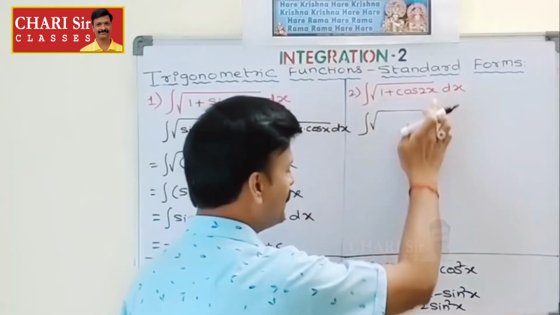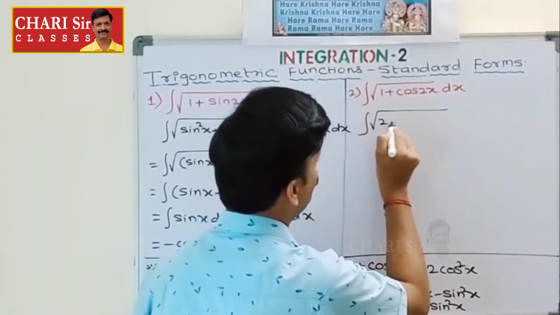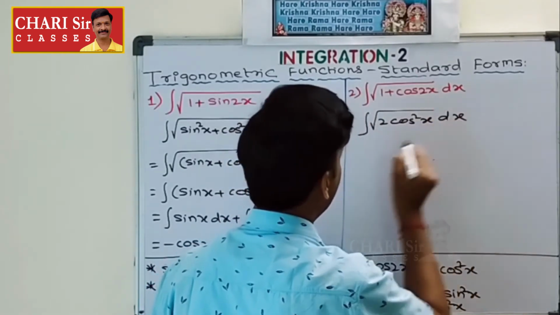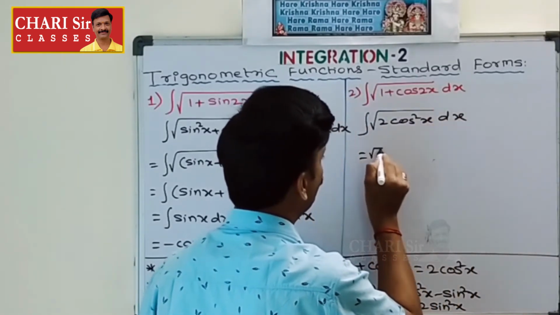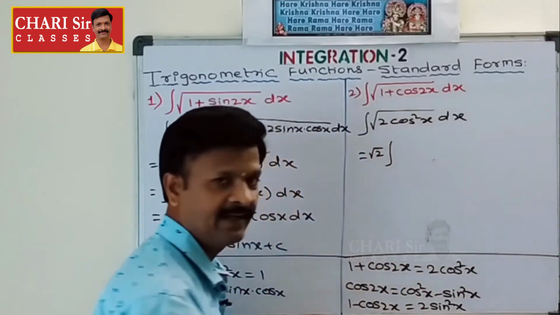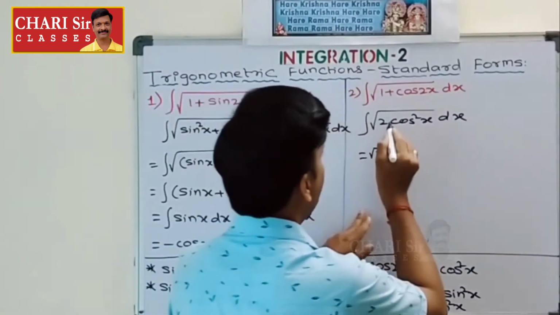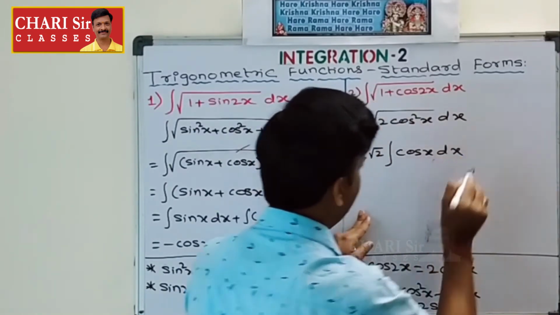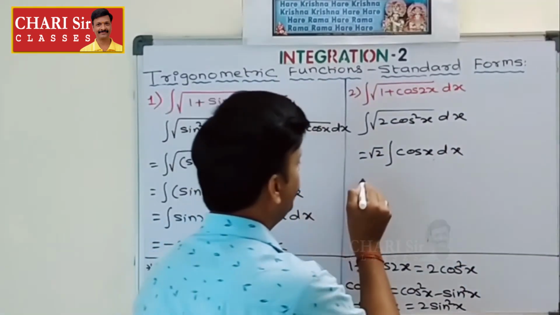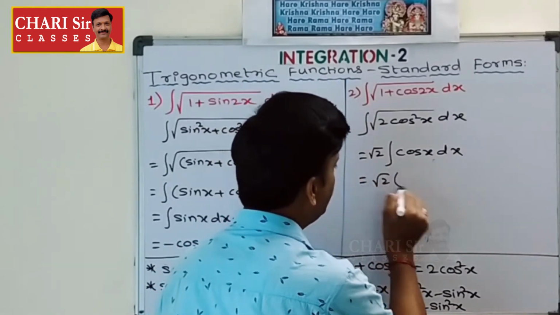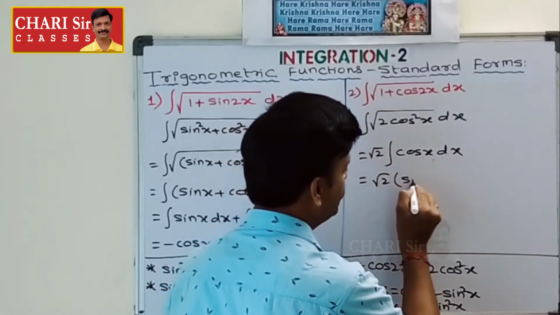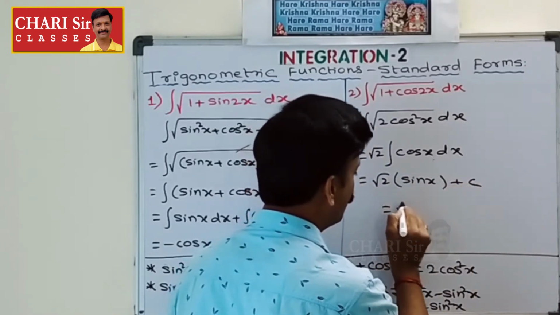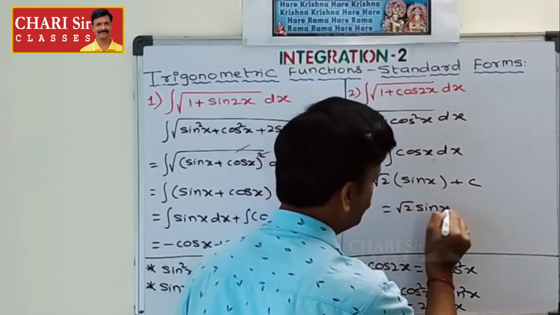In place of 1 plus cos 2x, you can write 2 cos square x dx. That is equal to root 2, which you can write outside the integral because it is a constant, and the root of cos square x is nothing but cos x, dx. Now this is equal to root 2 times the integration of cos x, which is sin x, plus c. The answer is root 2 sin x plus c.